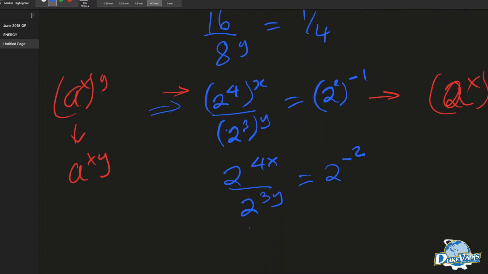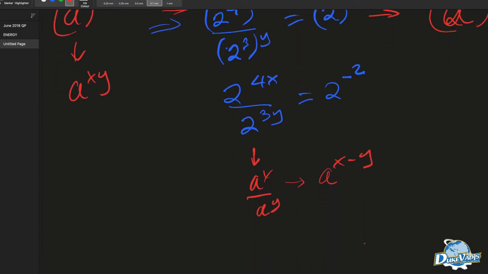Now, if you look at this one, once again I'm going to use the red. This is the same as saying a raised to the power x divided by a raised to the power y, and for sure this gives us a raised to the power x minus y. So with that in mind, this is 2 raised to the power 4x minus 3y is equal to 2 raised to the power negative 2. So it's becoming so easy, isn't it?